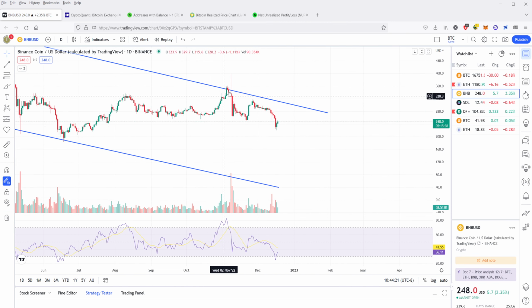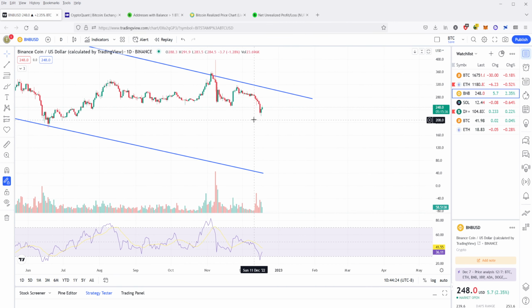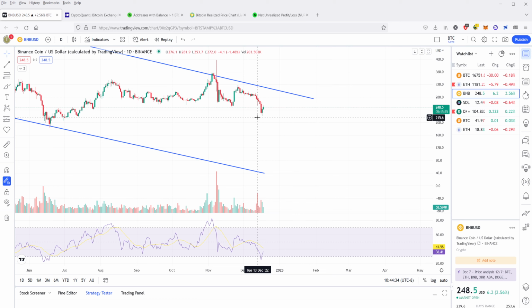That seems to be pretty strong support for Binance Coin, but given the fact that it's had such a hard time trying to break out of this weekly downtrend, I think it's very likely that it's going to come back down here to the 200 level in the near term, within the next week or two. I think that's definitely the most likely outcome.